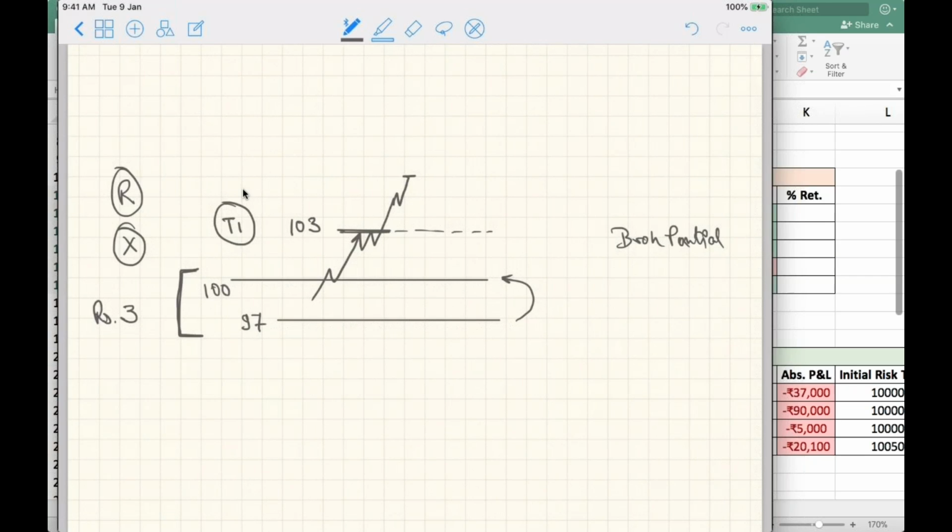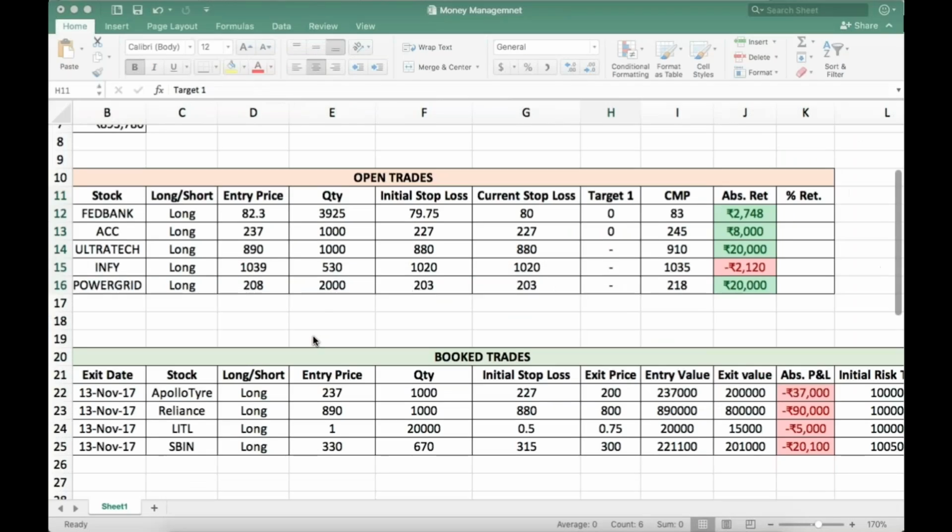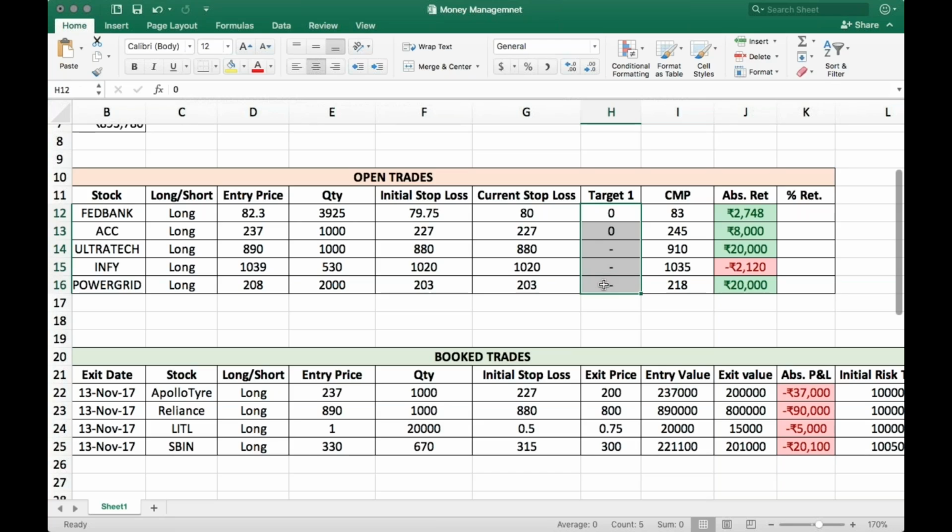What is your R in the trade? 3. If you book the entire profit at 103, you make 1 R. If it goes to 106, you make 2 R. If it goes to 109, you make 3 R. 1 R, 2 R, 3 R, 5 R means 3 times, or 5 times, the risk that you took, you made from that trade. That is risk to reward. Clear? So the first level of targeting that you should keep is the first slab of risk.